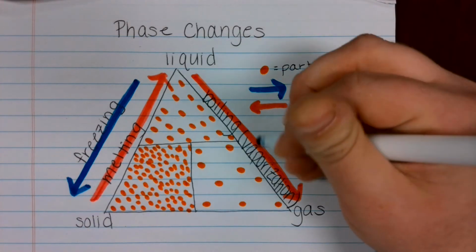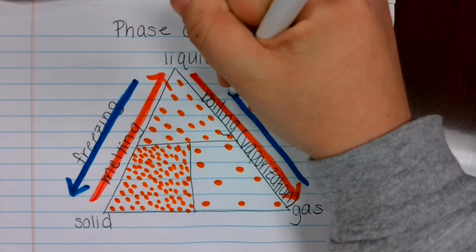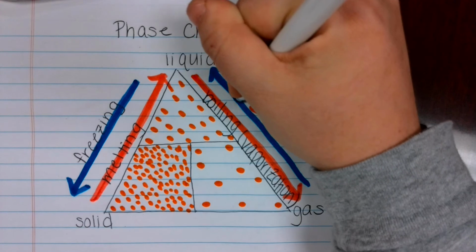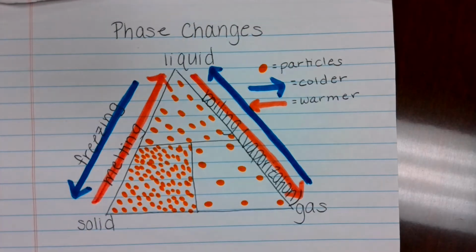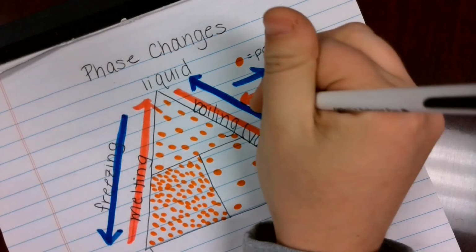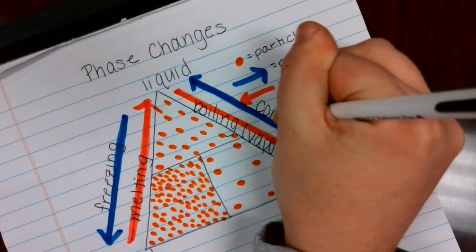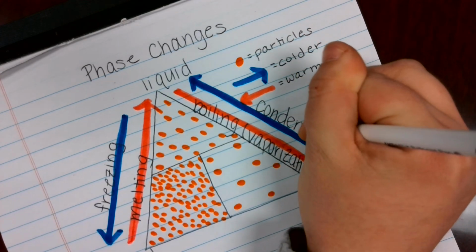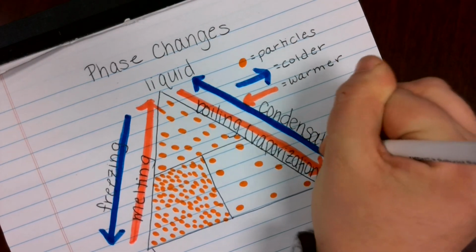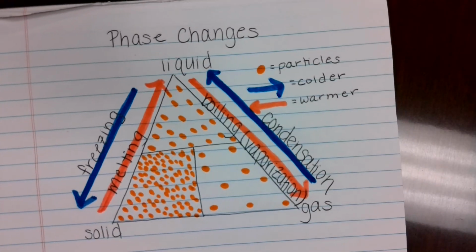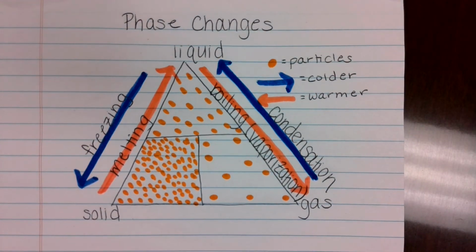Now, if we go from a gas to a liquid, we get something, and you probably remember this, because this is exactly the same as the water cycle. We get condensation. Feel free to pause this video at any time so that you can catch up with these notes.